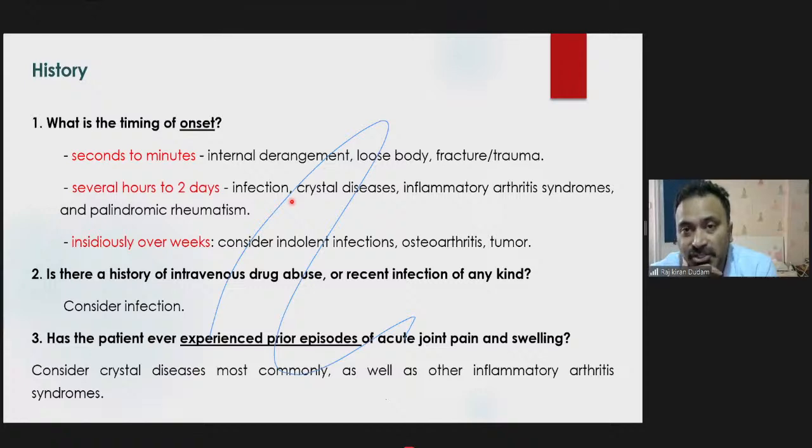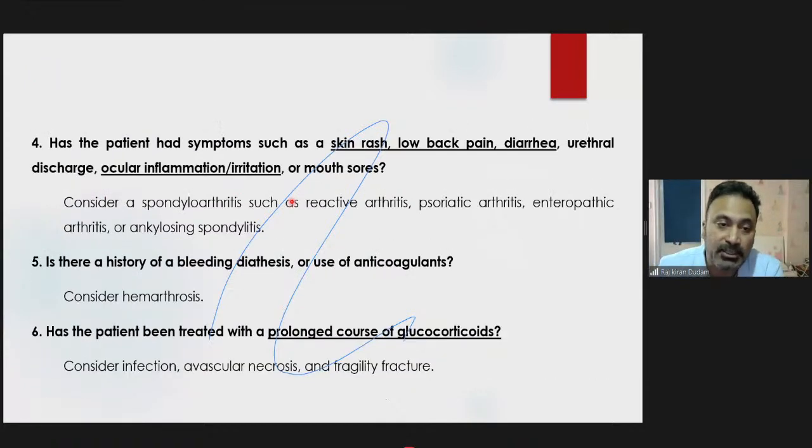So if this kind of history is given, you should always keep a crystal arthritis like gout or CPPD in your mind. As Sham very well said, if any person presents to you with a monoarthritis or a polyarthritis, as we were discussing before the starting of this program, rheumatology is an extension of internal medicine, and we need to do a complete systemic examination.